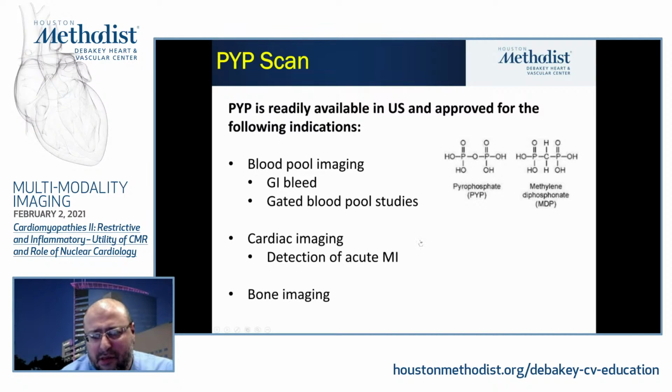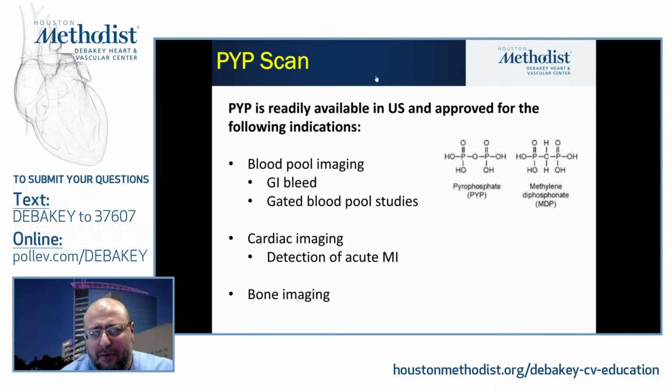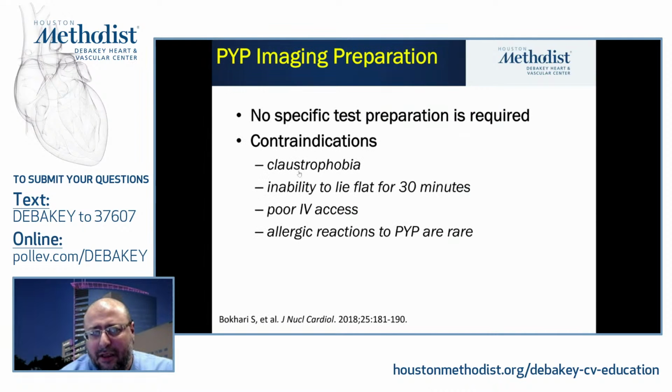So it's an agent used for bone scan and has been long thought to be helpful for imaging for amyloidosis. However, prior results, even 20 and 40 years ago, were disappointing because the differentiation between AL and ATTR amyloid was not very well known. Now, there is no specific preparation for this test. The only contraindication is if the patient is claustrophobic, which you can manage, with very little claustrophobia with nuclear scans.